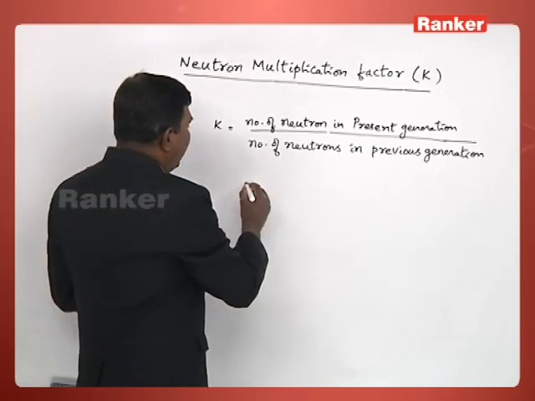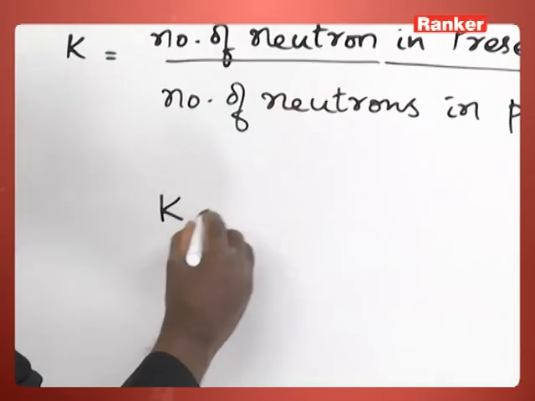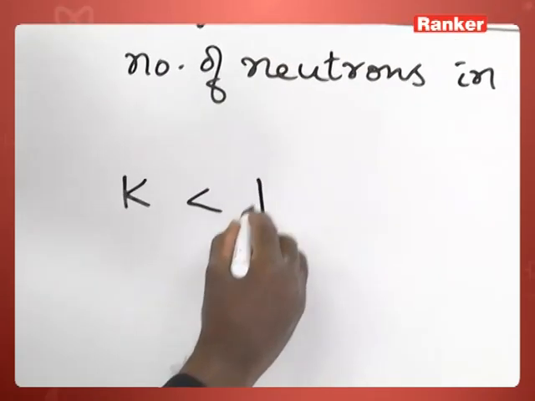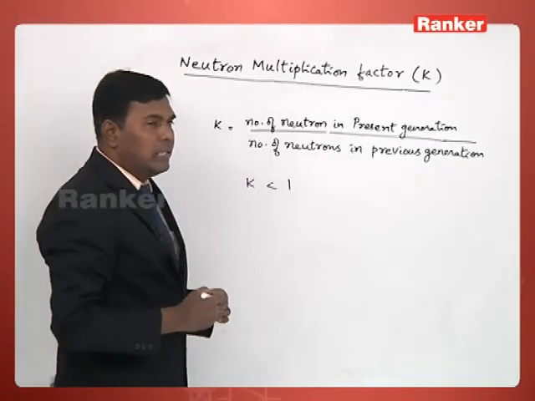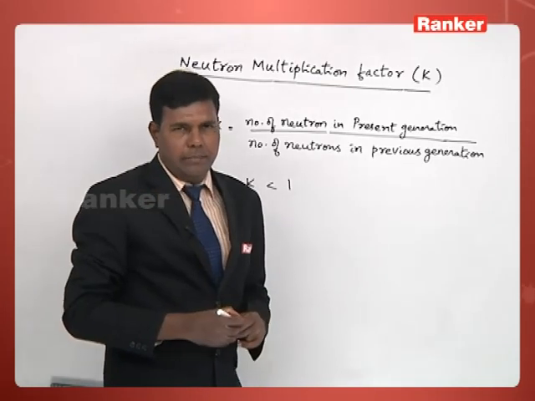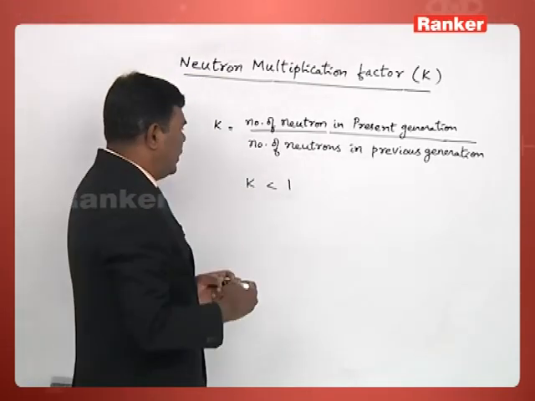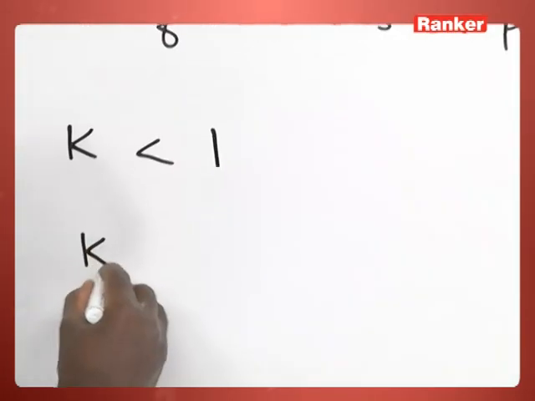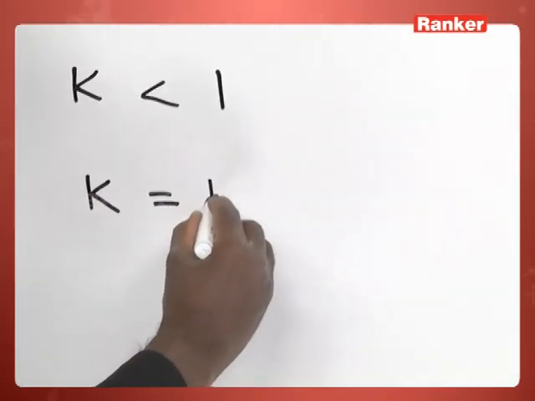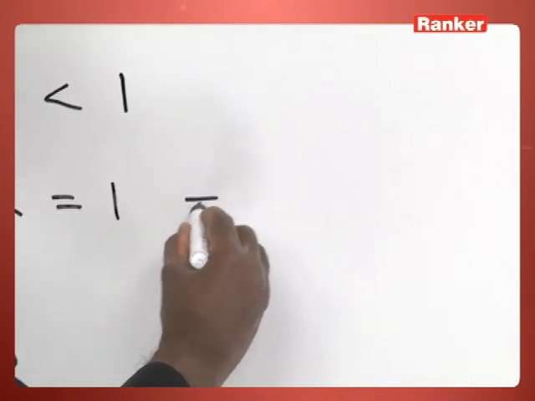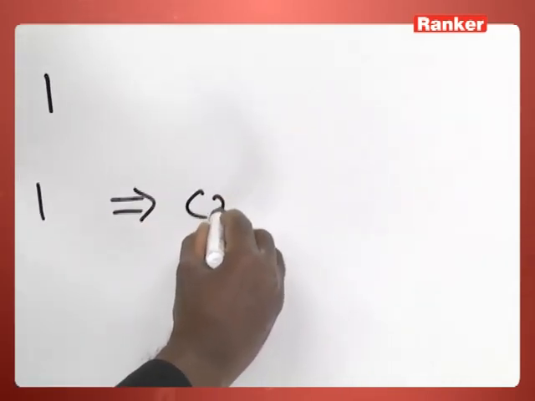See, this value K, if it is less than 1, then the chain reaction may not sustain, it may die down after some time. Next, if the K value is equal to 1, then the process will reach a critical stage.